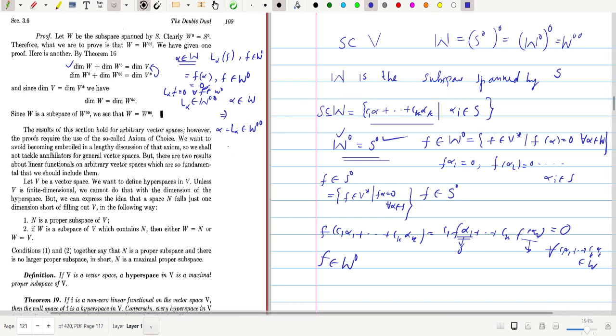So in that sense you can say that W is a subset of W double naught. That means dimension of W and dimension of W double naught are the same, and we have one inclusion. Then we can say that these two subspaces are the same, up to some kind of isomorphism. Okay, so this proves the theorem 18.